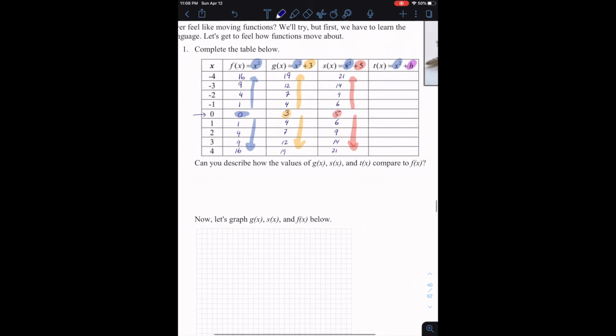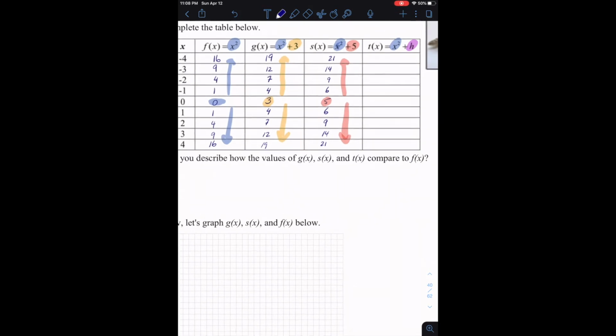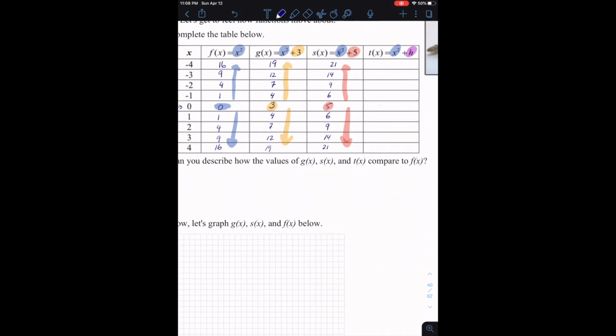So what I'd like you to do is take a minute, pause this video, and write down your observations, a generalization of how the values compare. Now with t of x, we're going to start with 0 plus h, right? And then we're going to have the same pattern, but we're going to be adding h. So it'd be 1 plus h, and 4 plus h, and 9 plus h, and 16 plus h, and on the bottom as well, going into positives.